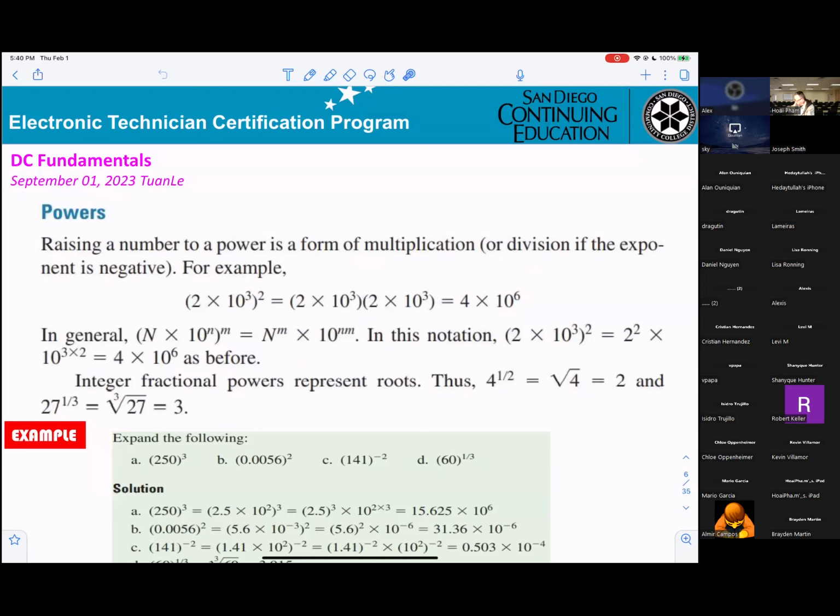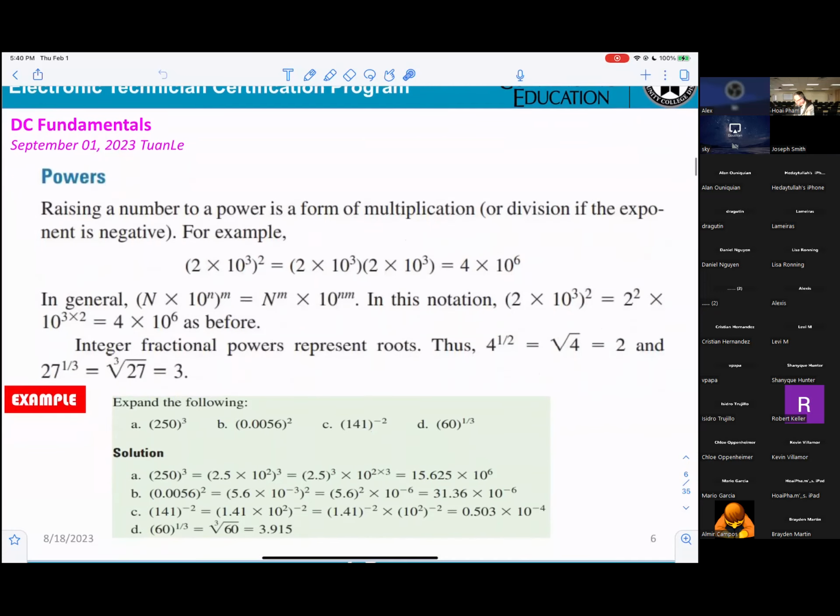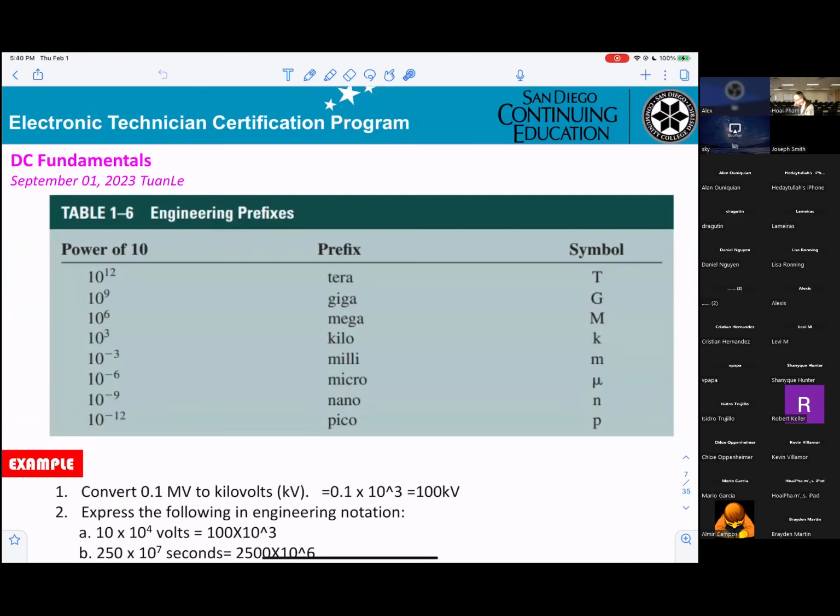And also in here, expand the following. They already give the answer here. You can try working on that. Any question, you can ask. Okay? And now we go to engineering prefixes. That means 10 power of 12. They call it tera.